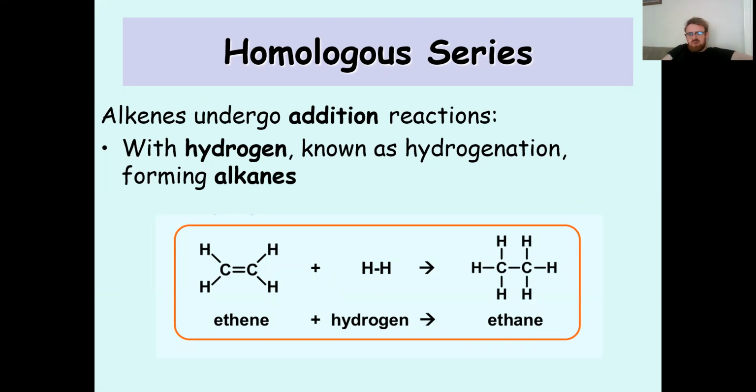Remember that alkenes can undergo addition reactions. There are three types of addition reactions that you need to know. You've got hydrogenation, which is when an alkene reacts with hydrogen to form an alkane. So in that diagram there, we've got ethene plus hydrogen. That reacts to give ethane, and that's hydrogenation.